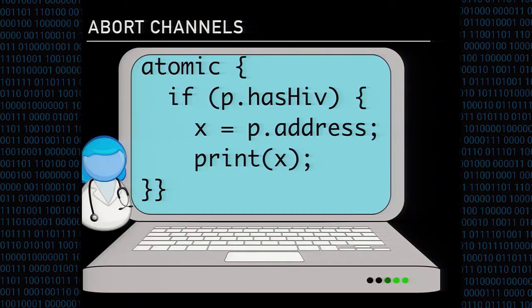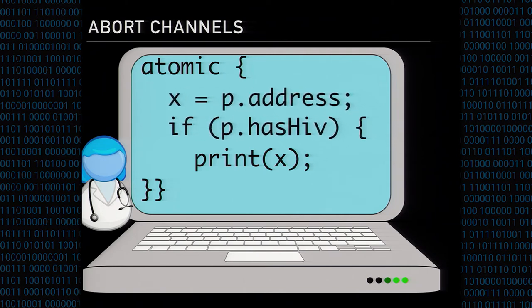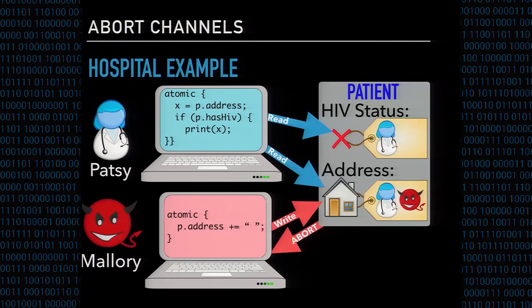Now, the astute programmer will note that there is a relatively straightforward fix for Patsy's information leak. Instead of reading the patient's address only after learning that the patient has HIV, Patsy should read the patient's address first. That way, Mallory will abort when she runs her transaction while Patsy's is running, regardless of whether or not the patient has HIV. So even if the patient doesn't have HIV, Mallory will still receive an abort. She doesn't really learn anything beyond the fact that Patsy is running at the same time.